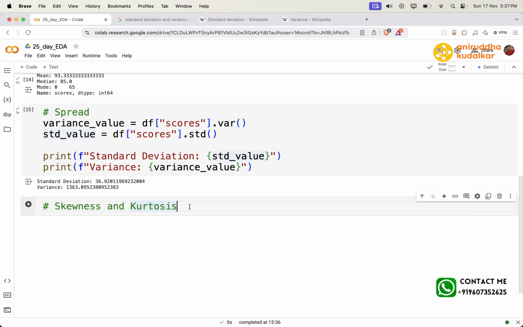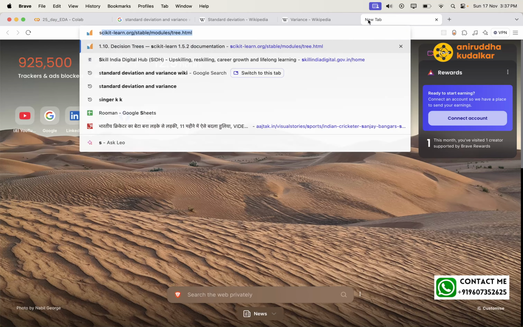Now the skewness and the kurtosis. Skew measures the asymmetry of the data distribution. There are two types of skew: positive skew, a long tail to the right, and negative skew.